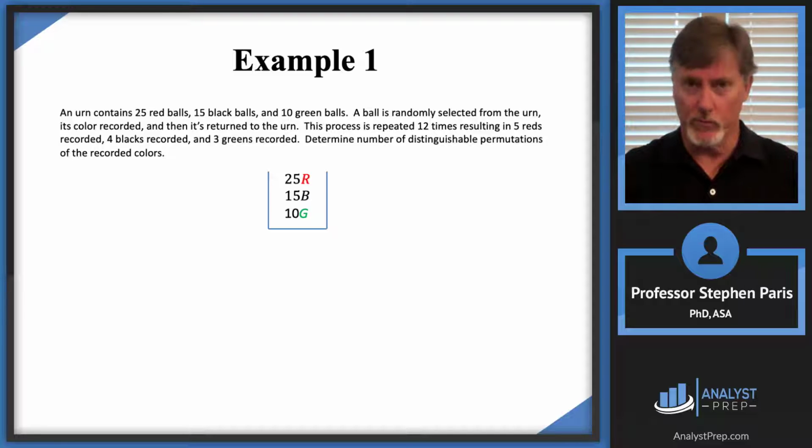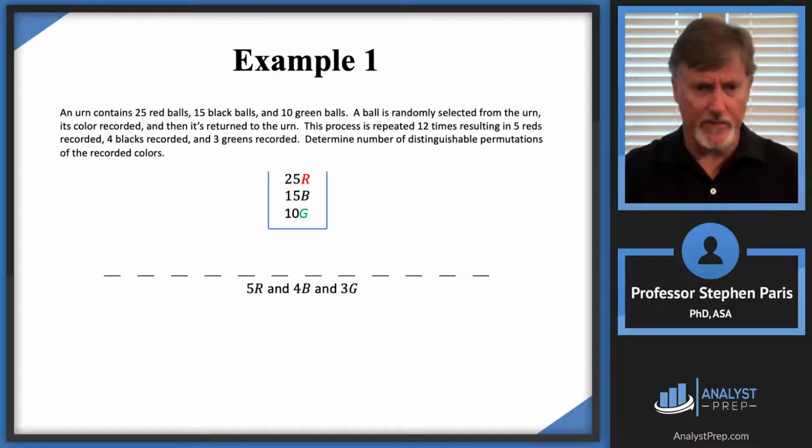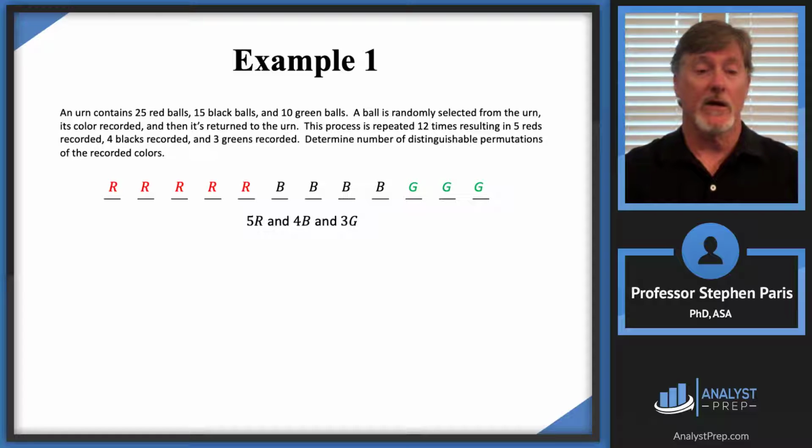So we know we've done this 12 times, we got the colors. We want to know the number of distinguishable permutations of the colors recorded. So let me try to explain what I mean by that. We've got these 12 balls that were recorded here, and we know that there are 5 reds, 4 blacks, and 3 greens. So for example, maybe we had all the reds picked first and then the blacks and then the greens. Probably not. That's not very likely, but maybe we had the greens all picked first and then the blacks and then the reds.